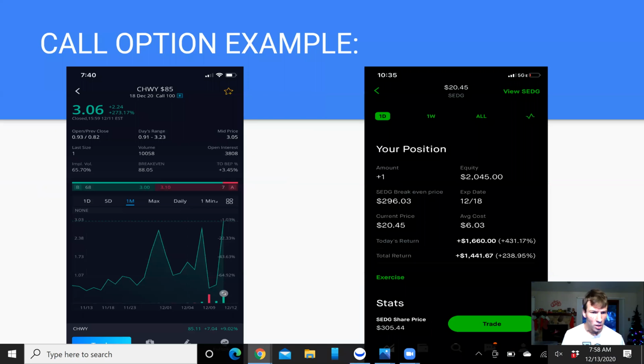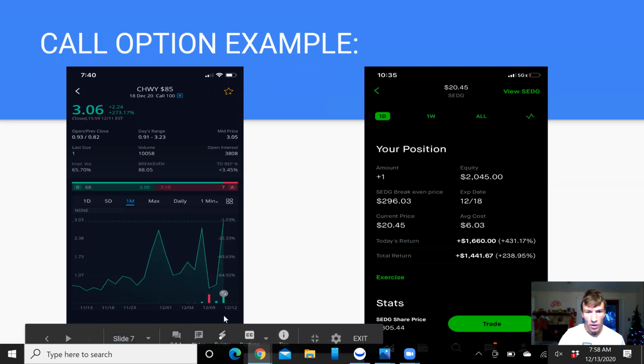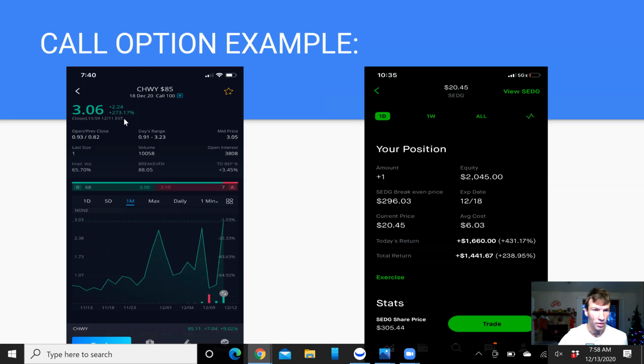Now, to have the current price, you see Chewy down here is $85.11. So it's only 11 cents higher, but you see it's worth $3.06. I got it for around 93 cents. So I'm up. So I would probably sell that contract pretty soon, depending on the charts next week.